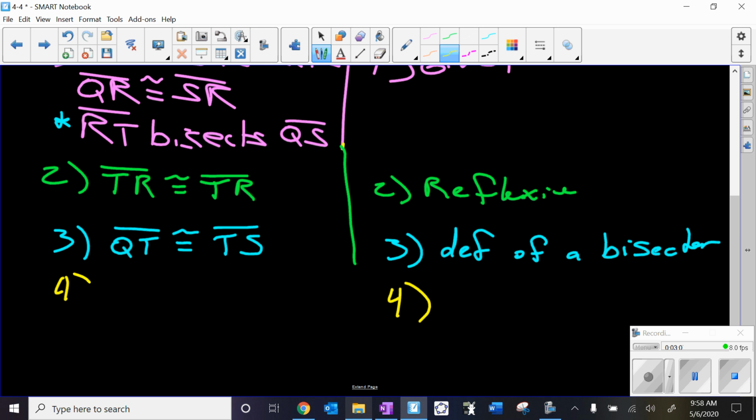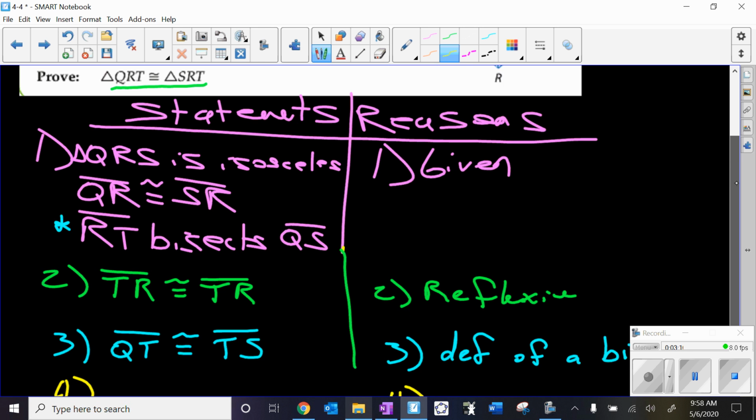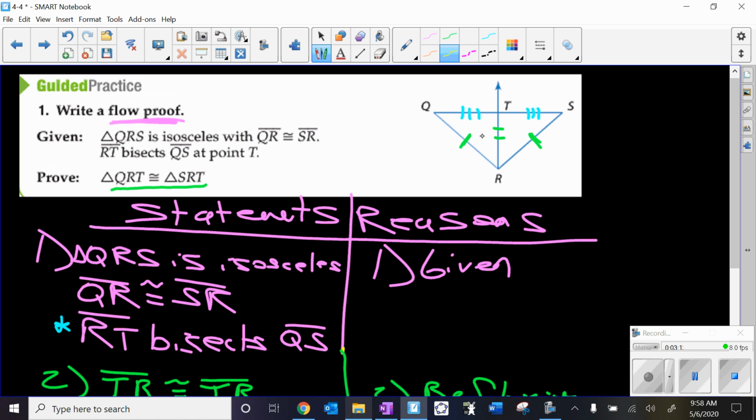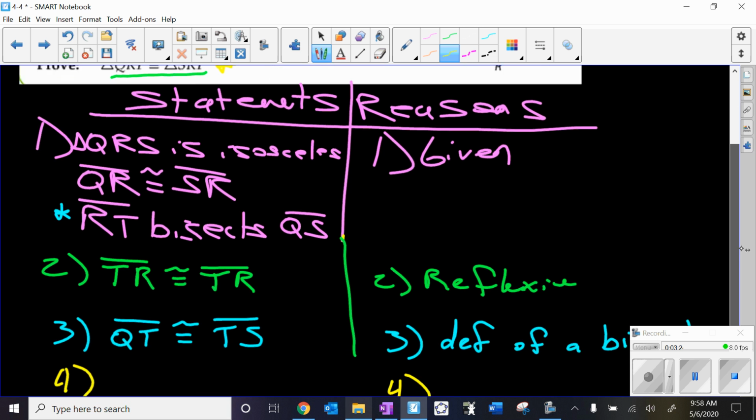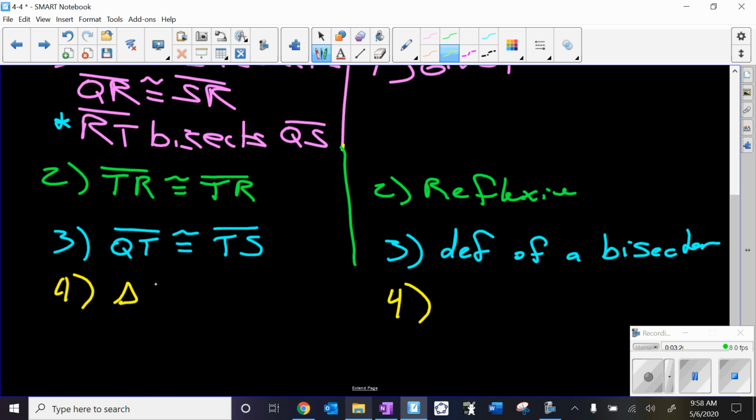And now we've come to our last step. Notice how we got three sides in triangle QRT congruent to three sides in triangle SRT. We can now say that our triangles are congruent, what we were trying to prove. So triangle QRT is congruent to triangle SRT. And the reason for this is based on side, side, side.